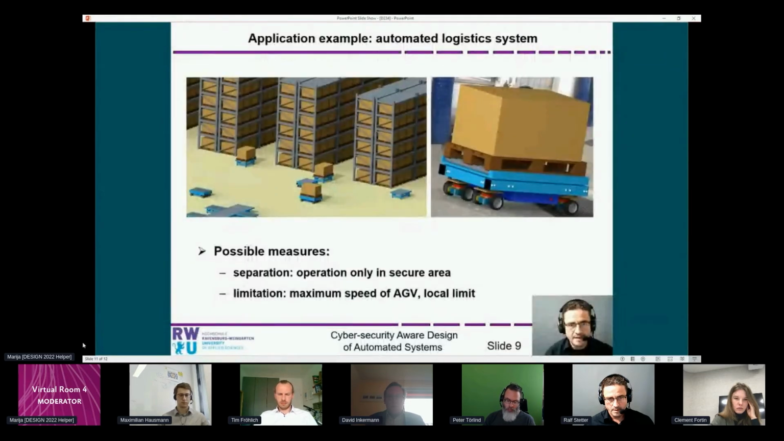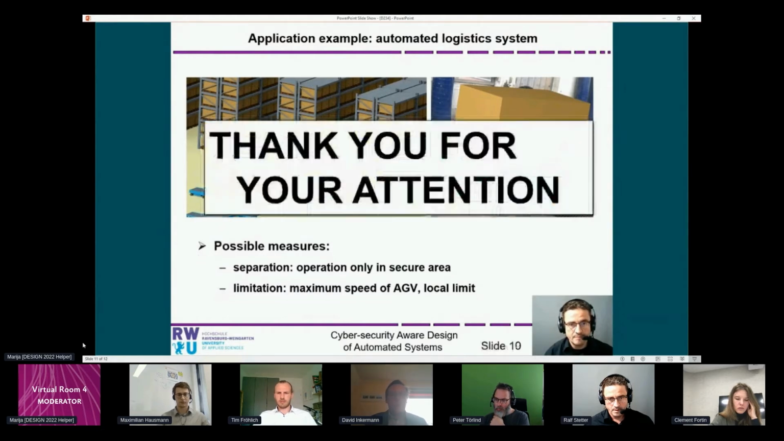For the application examples, several measures which are possible to reduce the danger of external attacks are described in the paper. Thank you very much for your attention.